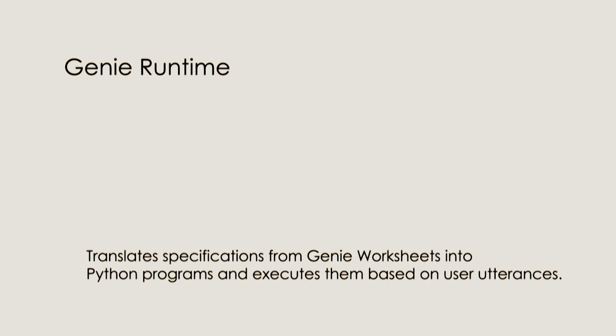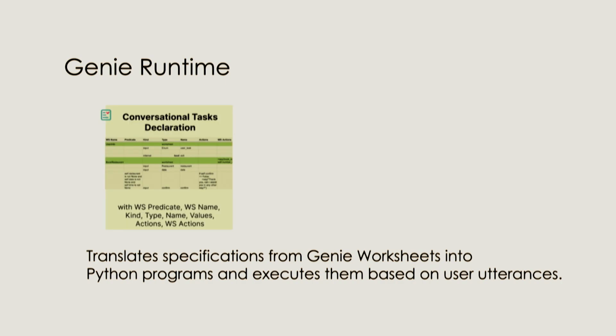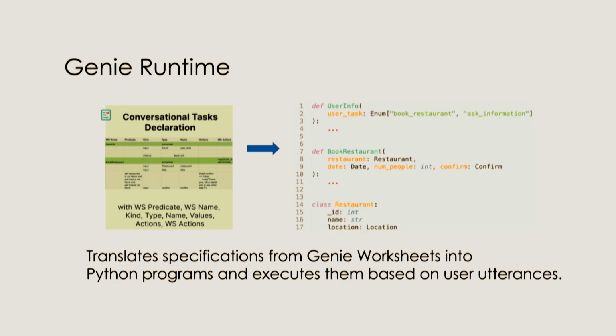The second thing that we have is a Genie runtime. So what Genie runtime does is it takes this declarative script that you have already written in a spreadsheet and converts it. You can think of it as converting them into programs, small Python programs, and then it will be able to execute them as the user says something.